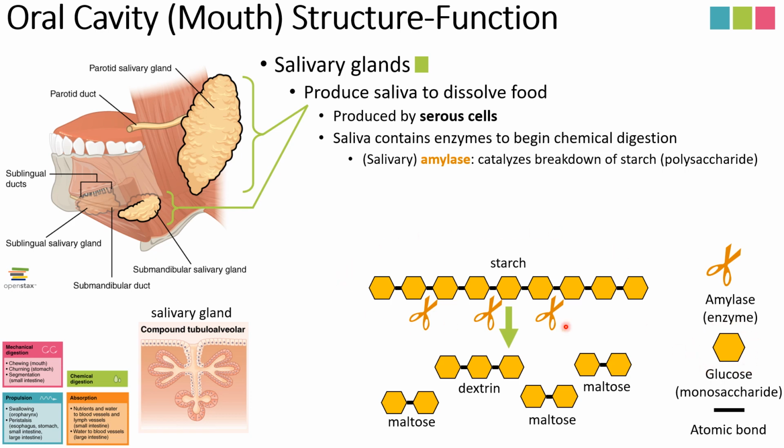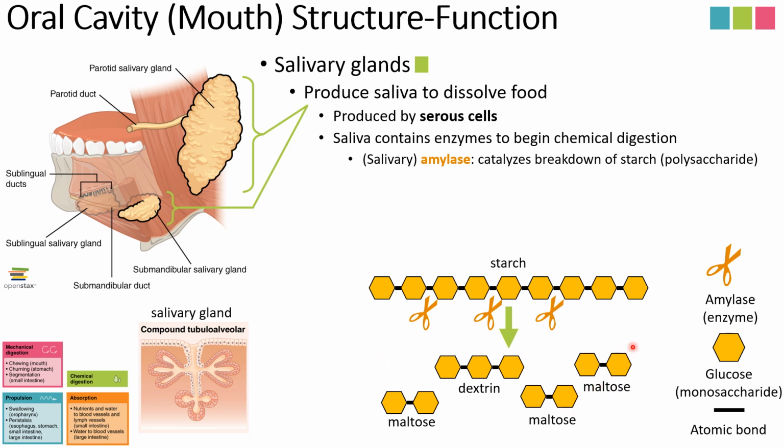So here we can see our starch molecule, and our amylase is going to cut apart this starch, and specifically it chops it up into disaccharides, maltose, and oligosaccharides, dextrins, which are composed of 3 glucose molecules. So the salivary amylases aren't breaking it all the way down to the monomers, but they're breaking it into a lot of small pieces.